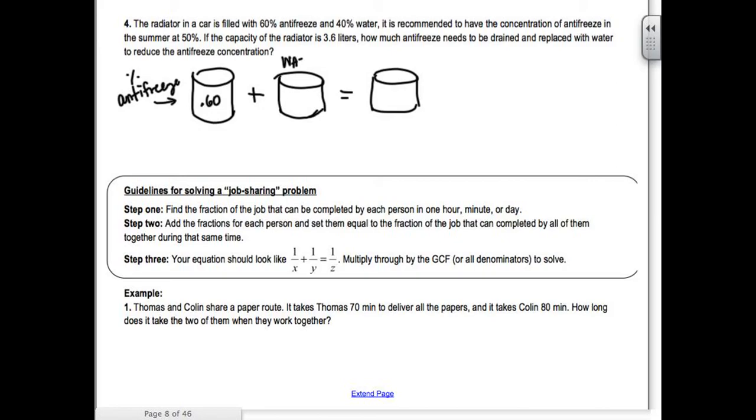So if I have water, what percent antifreeze is it? What do you hope that it is? 0. You don't want any antifreeze in your water, right? That would be bad. Okay, so it's going to be 0%. All right. You're going to add a certain amount, and you're going to get 3.6 liters back. We want it to be 50% then. It says how much antifreeze needs to be drained and replaced, so that's going to be our x. So what goes underneath the 0.60 then? You need those amounts to add.